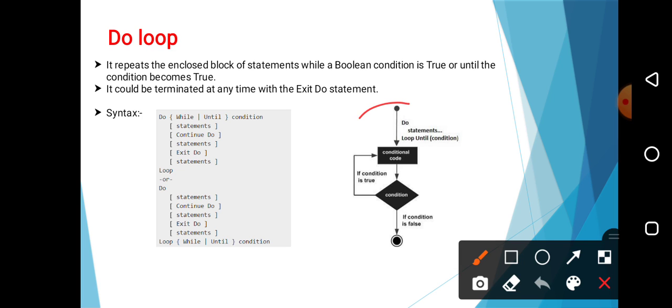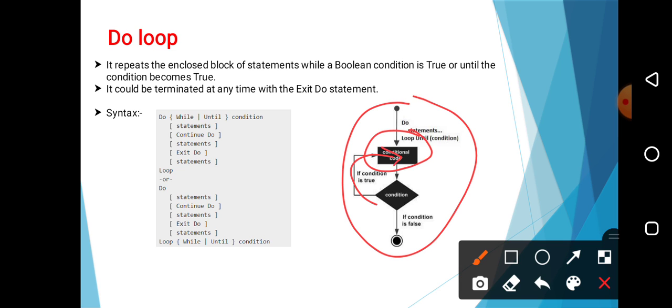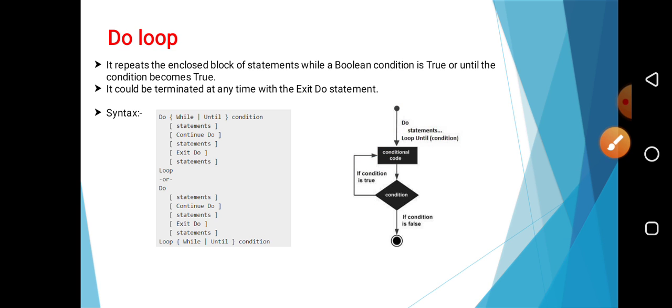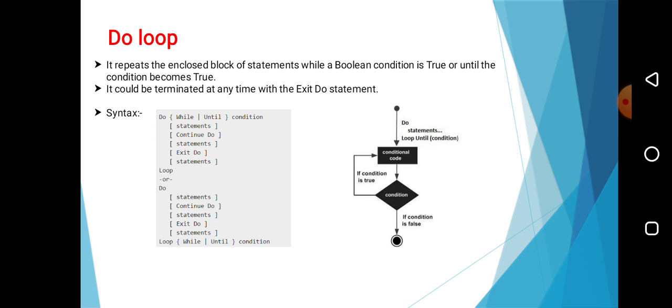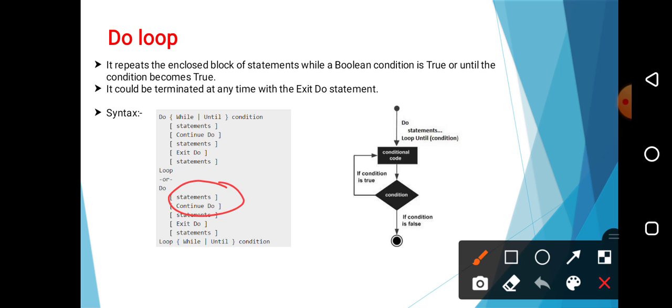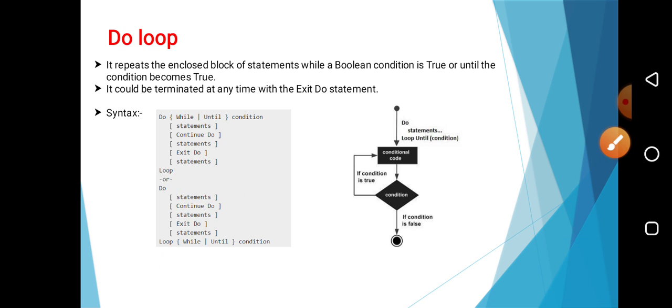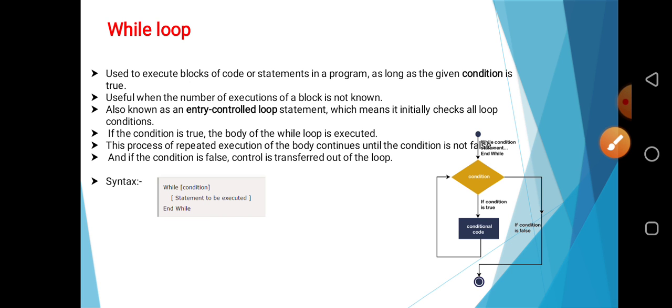So we can check out the flowchart of the same. Here we are checking the condition, and if the condition is true, the code will get executed again and again. The syntax for the same is do. We can use do with two syntaxes: do while condition, and after that the related statements will get executed. It is exited with exit do, and do is always ended with loop. Or we can say do the particular task, that is the statements, exit do, and after that loop and the condition.